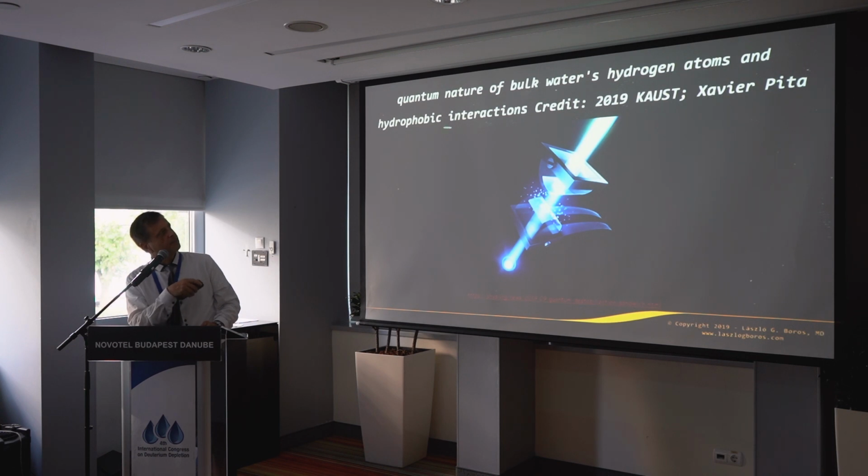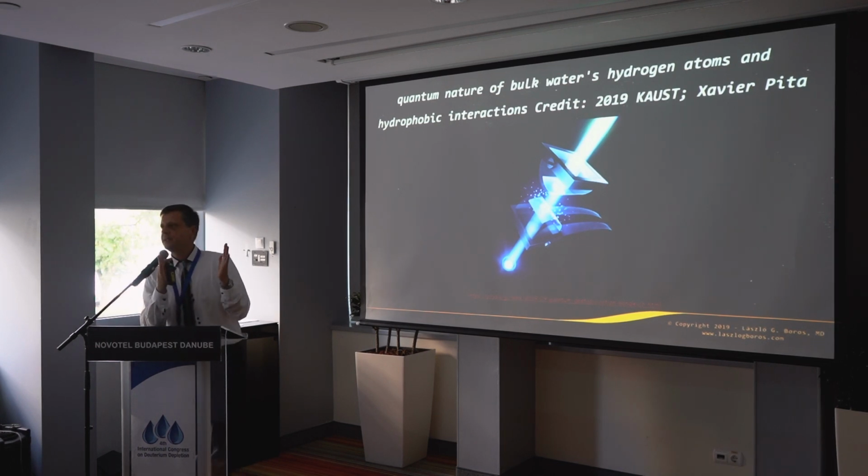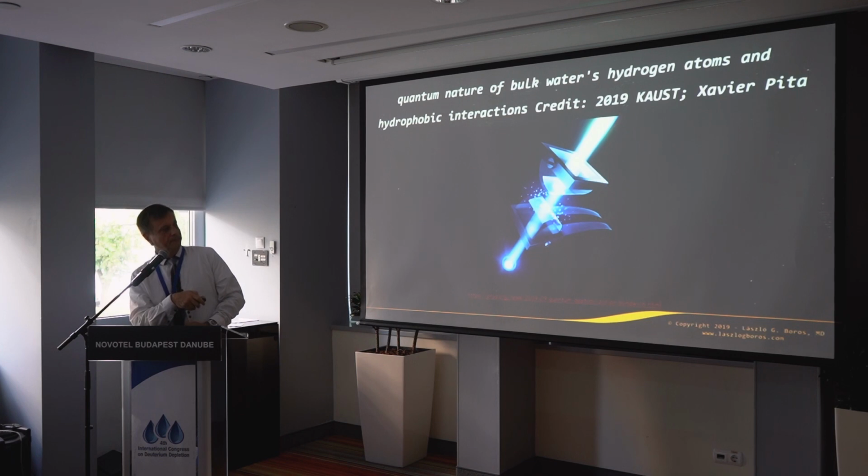So this is what happens. This is the quantum nature of bulk water's hydrogen atoms. This is two surfaces moved together, and there's a bulk water layer between them. And if you bring them about 2 to 4 nanometers in proximity, they actually jump together, they stick together. They are like magnets, they are pulled towards each other.